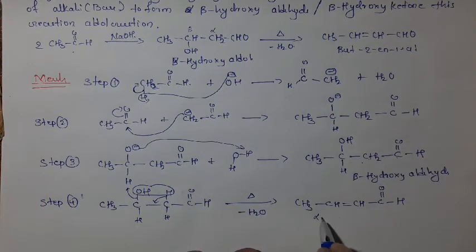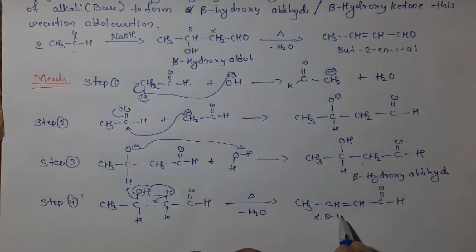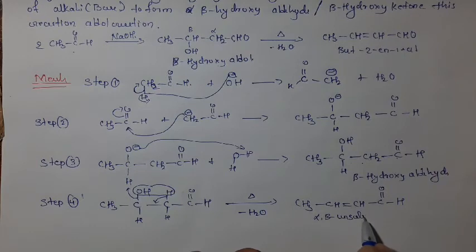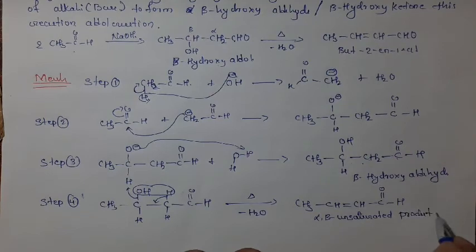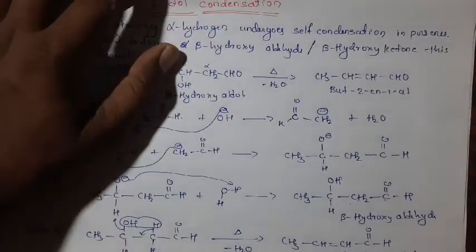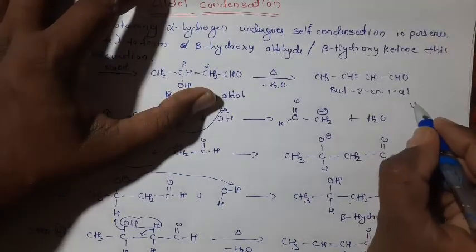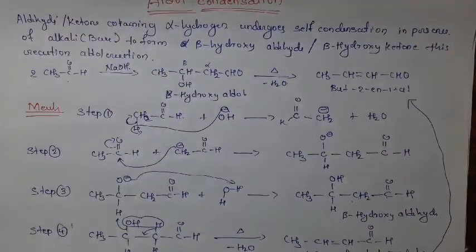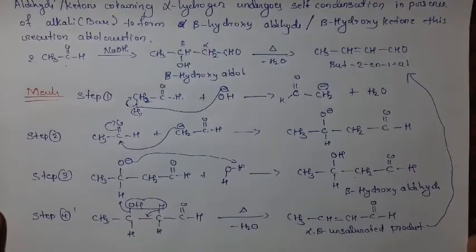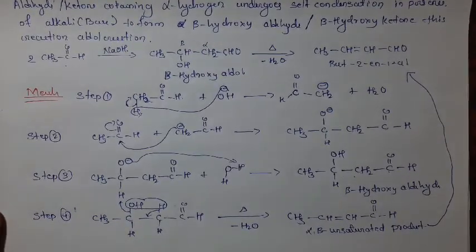This is called the alpha beta unsaturated product, which we have already seen in the reaction. This is called aldol condensation.